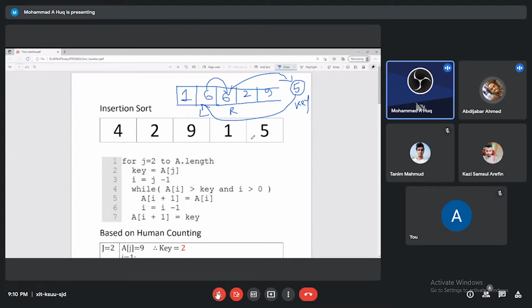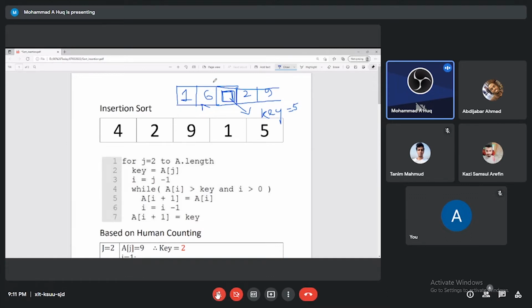Abdizaber, what will happen? When this was our key element, you just think about it as a vacuum or a gap, not filled. You don't need to delete anything, you just think that there is a hole created here. And this is our scanned element, and you know the value, it is actually 5.